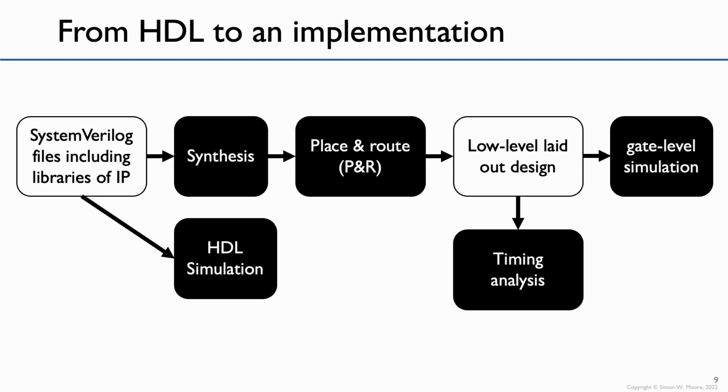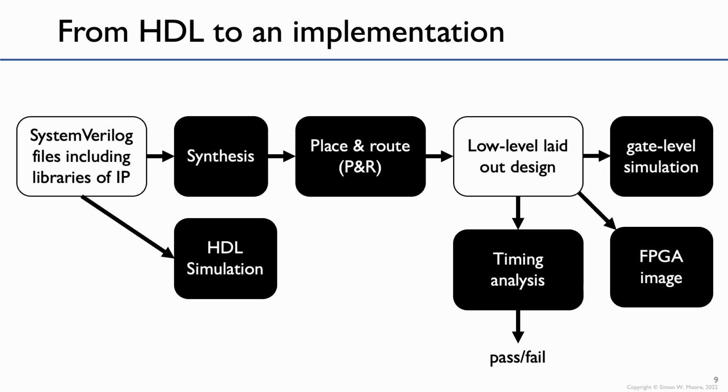The other thing we need to do is some timing analysis. You'll remember that I said we needed to preserve things like setup and hold times for the D flip-flops, and the timing analysis will determine whether the circuit will operate correctly at a particular clock frequency. That gives us a pass-fail and other timing information, and if it passes, then we can take that low-level design and turn it into an FPGA image, or we could turn it into a design that we could send to a chip foundry to be fabricated.